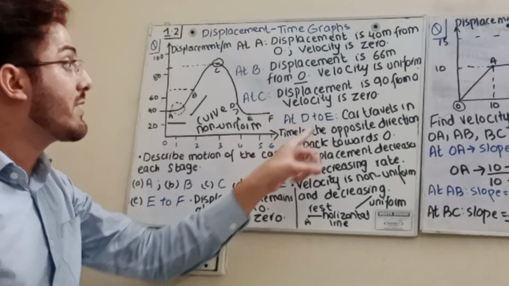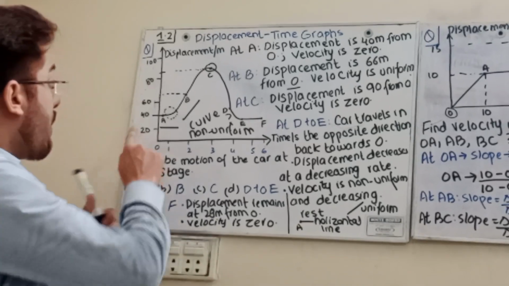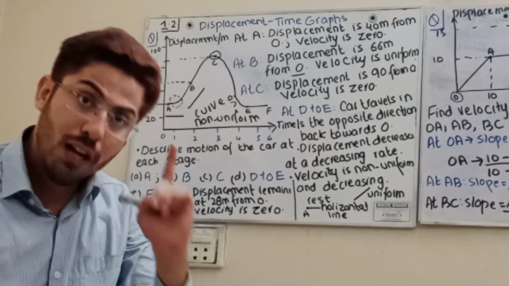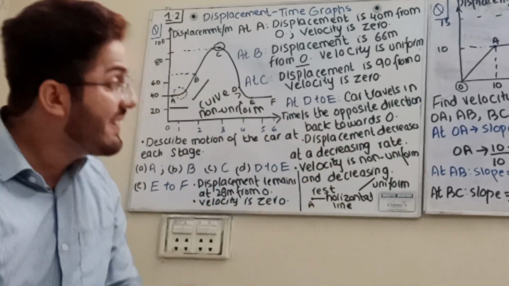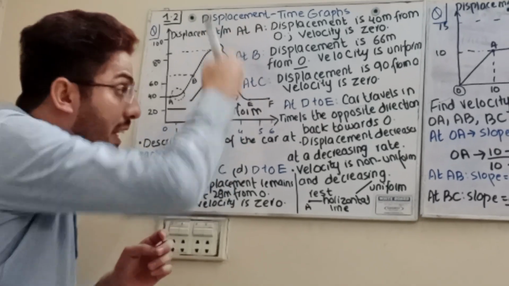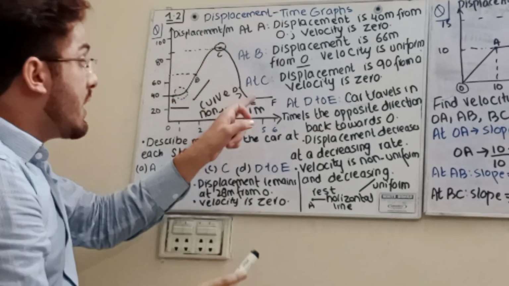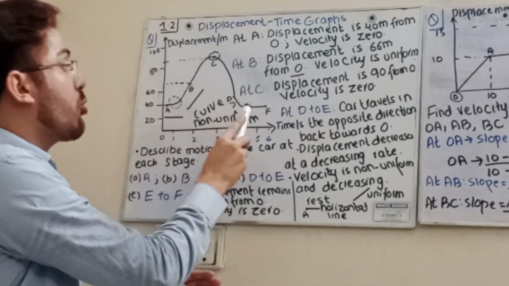It means that the car travels in the opposite direction. Student, if you remember, this is the opposite direction. Opposite direction, number 1 point you are going to write. Second point, displacement decreases at a decreasing rate. It means that displacement is decreasing. Definitely it decreases from 90 to 40, and below 40 to 28.